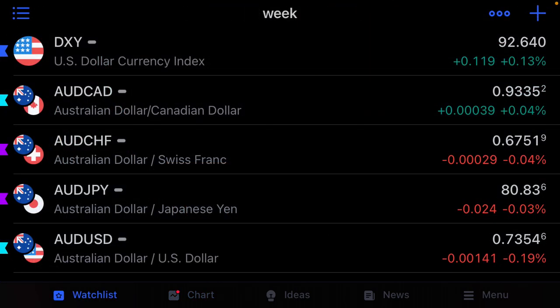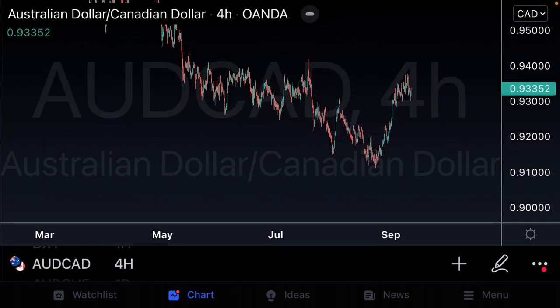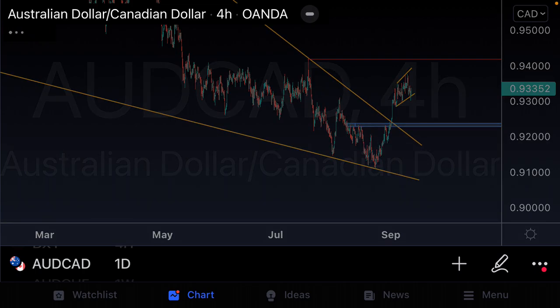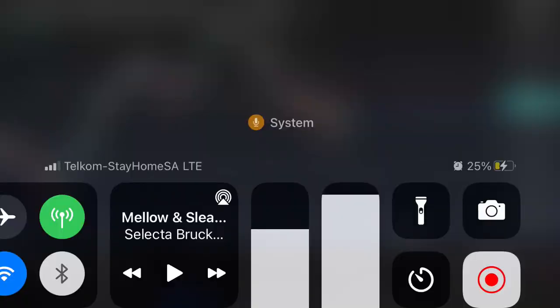Let's get into one of our currency pairs, and we're going to be starting, guys, with some Aussie CAD. Now for Aussie CAD, guys, let's start off on the daily just so that we can reference this nice beautiful daily structure.